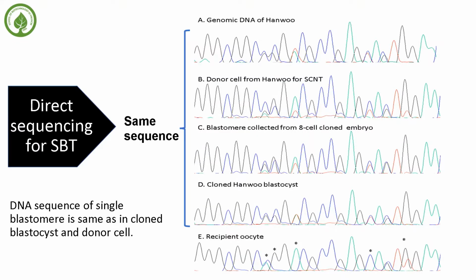This is the result of sequence-based typing. It shows that the cloned blastocyst and blastomere have identical sequences with the positive control. However, there are several differences when we compare with the sequence of the recipient oocyte. Therefore, we can conclude that the DNA sequence of the single blastomere is the same as in the cloned blastocyst and donor cell, but different from the recipient oocyte.